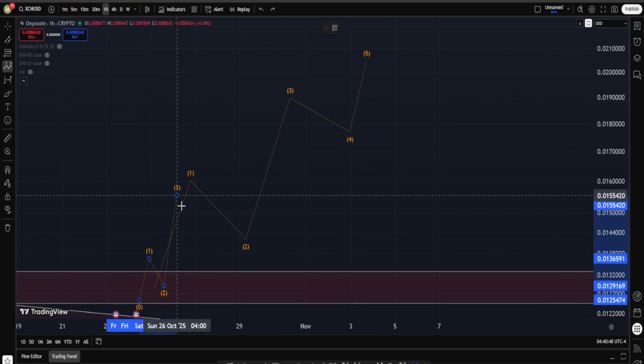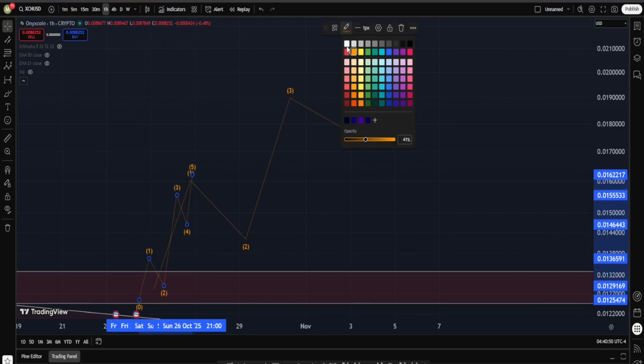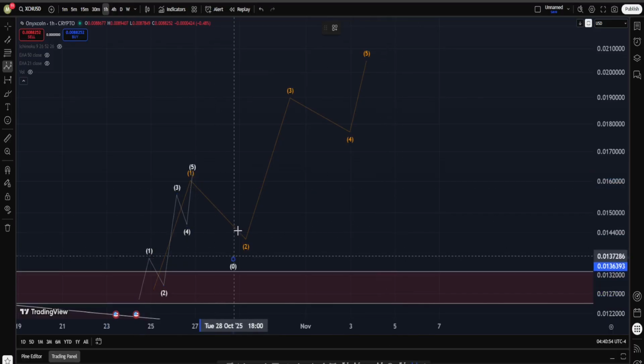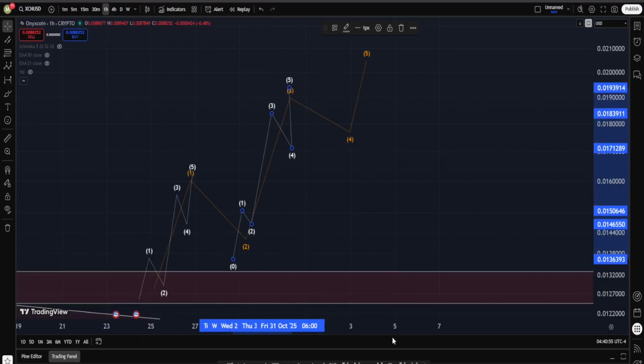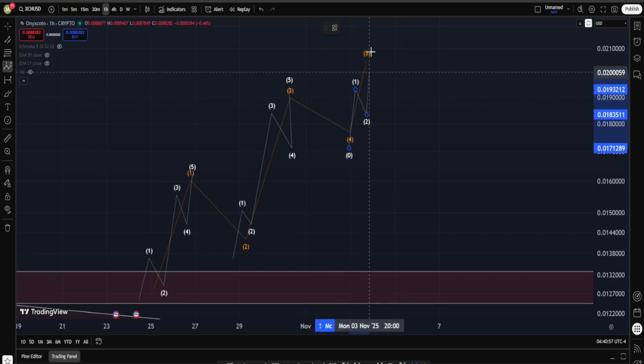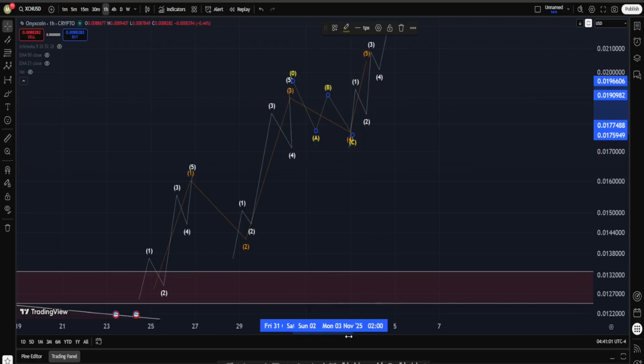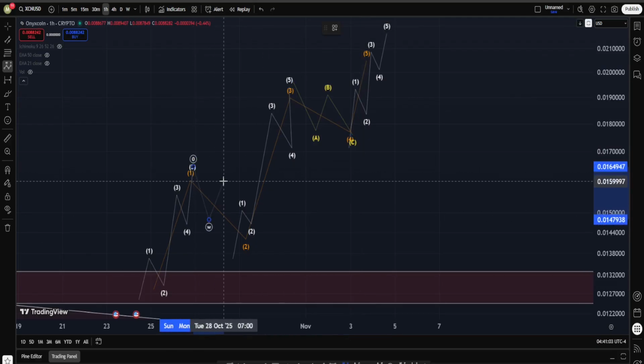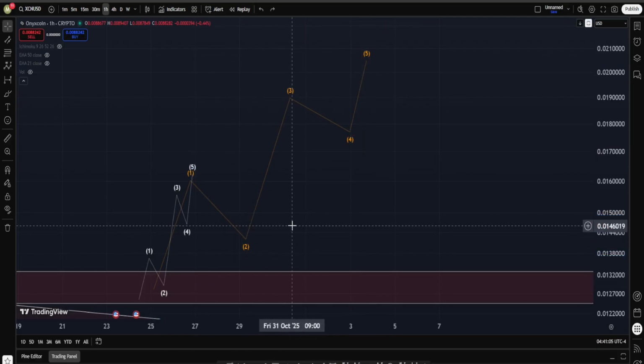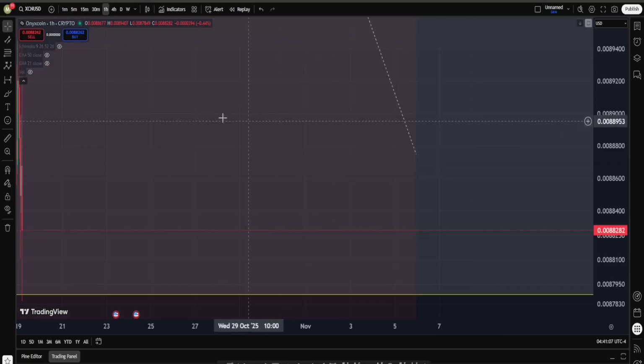And in terms of the subwaves, you know, 5 waves up into wave 1, 3, and 5, and for our wave 2 and 4, we can have different scenarios. Let's say, sure, ABC into 4, and maybe a WXY structure into wave 2. Now let's go on the live chart.